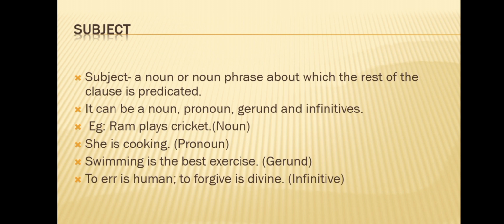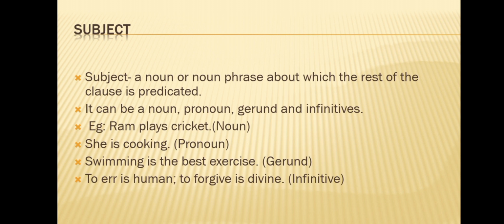Next, swimming is the best exercise. A gerund is something which ends with ing. It can't be a continuous tense. A continuous tense is different from a gerund. Gerund can be used as a substitute for a noun. So in this sentence, gerund substitutes a noun. In this sentence, this gerund, swimming, forms the subject of this sentence.